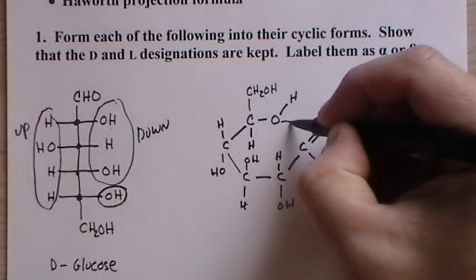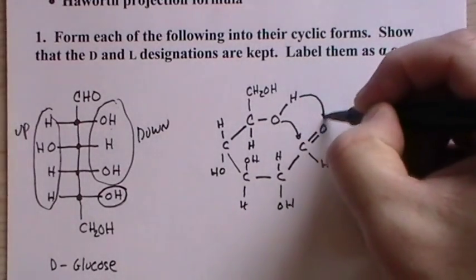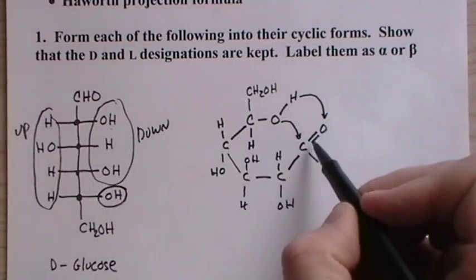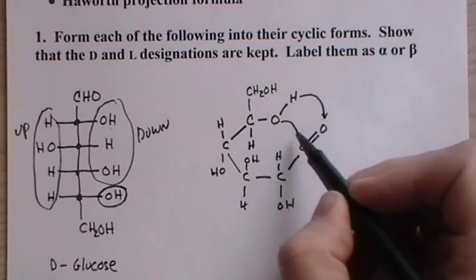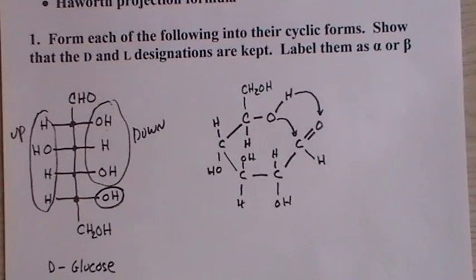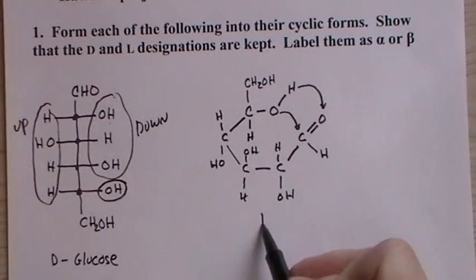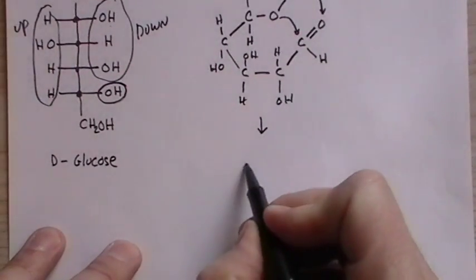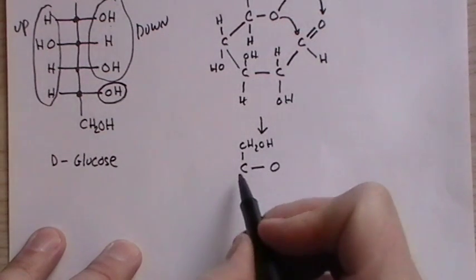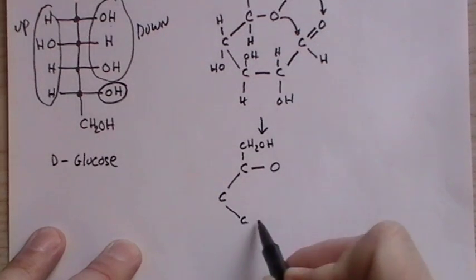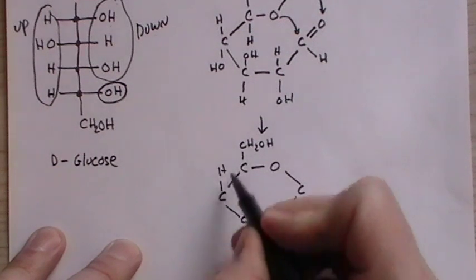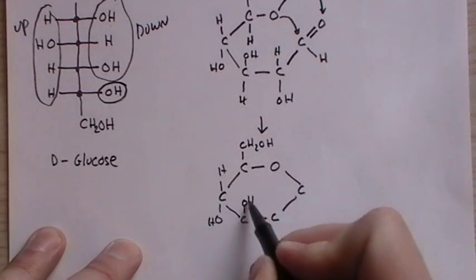Okay, now this oxygen is going to bond here, and this hydrogen is going to go to this. It's going to break open this bond. This is an addition reaction. It's like we're adding OH to a C double bond O, but they're part of the same compound, so they create a ring. So now we have this CH2OH above, carbon, carbon, carbon, carbon. There's our ring. Put in the hydrogen, the OH, OH.